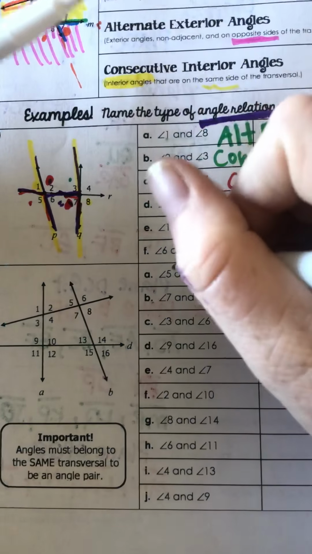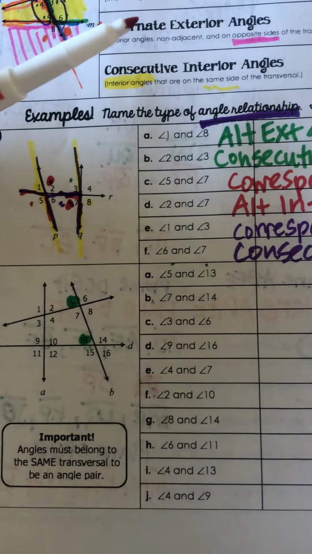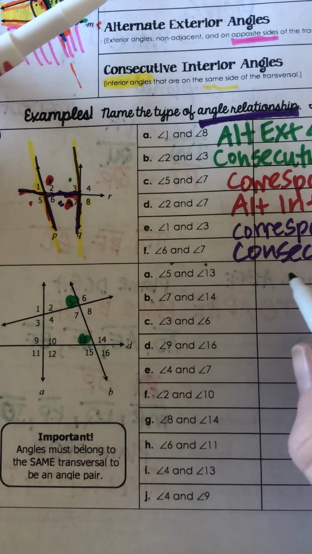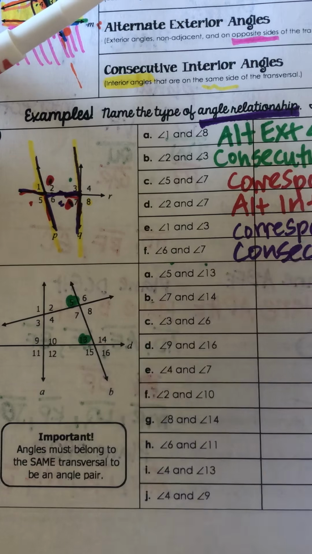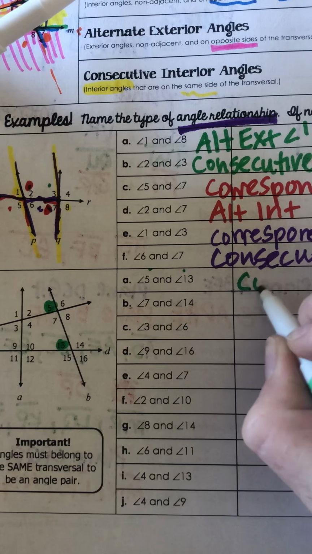Okay, angle 5 and angle 13. 5, 13. Okay, they sit on the same side of their transversal, which is B. Okay, so that is, and they're both on the top, corresponding.